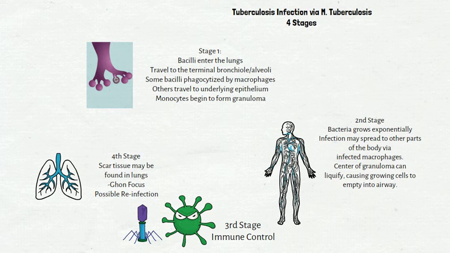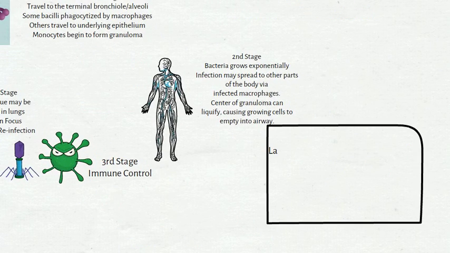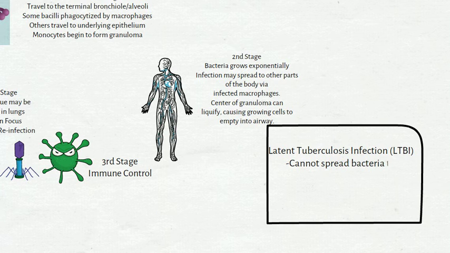It is possible to have a small amount of TB bacteria in the body and for it to be inactive. This is called latent tuberculosis infection, or LTBI. Individuals with LTBI cannot spread the TB bacteria to others. LTBI occurs after the extracellular bacteria are initially engulfed by macrophages, presented to the white blood cells, and the granuloma is able to keep them contained.